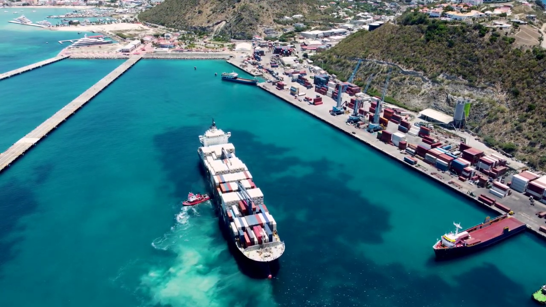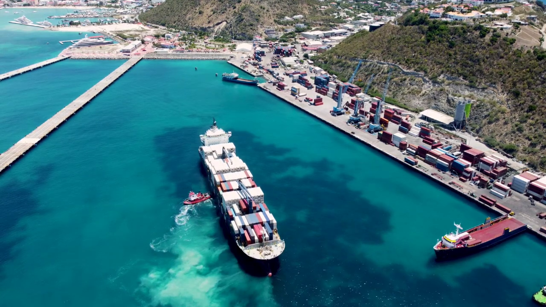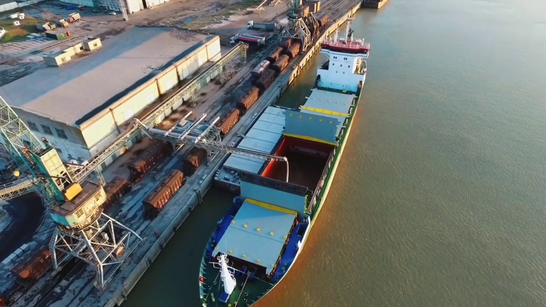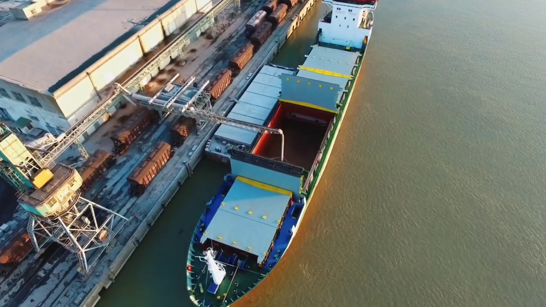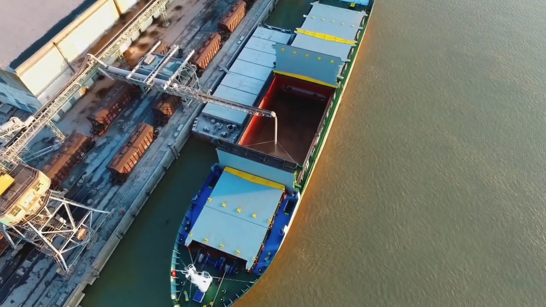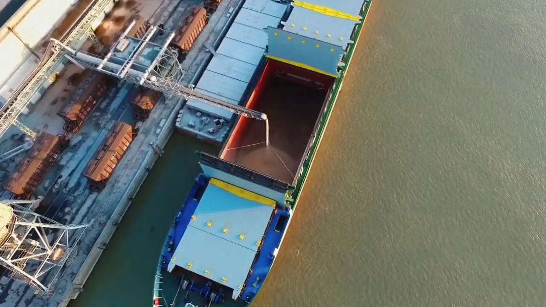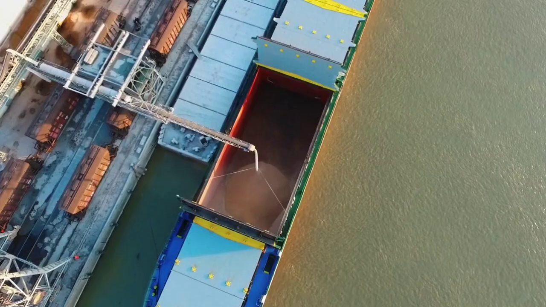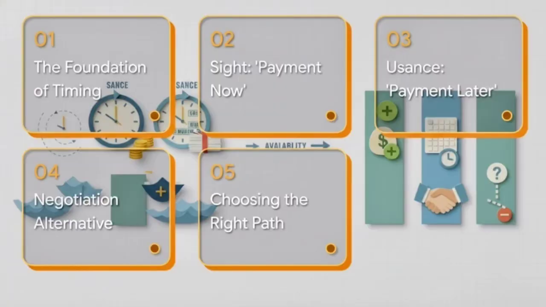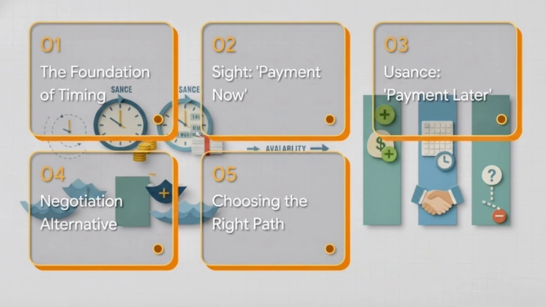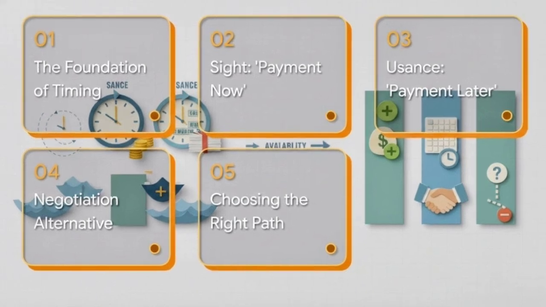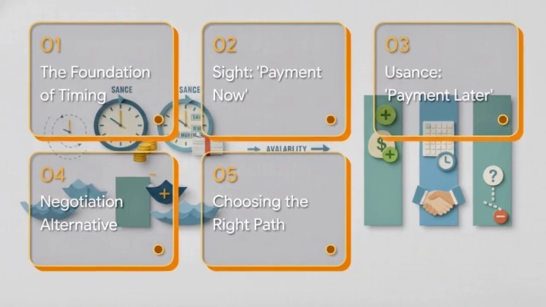By the end, you'll have a really clear understanding of how these payment timings work, and you'll feel confident choosing the right one for your business. So, here's our game plan. First, we're going to lay the groundwork by looking at 2 key terms that control everything. Then, we'll dive into the payment now option, which is called a site credit. After that, we'll explore the payment later option, which is known as usance. We'll also look at a more flexible alternative called negotiation. And finally, we'll put it all together to help you figure out which path is the best one for you.